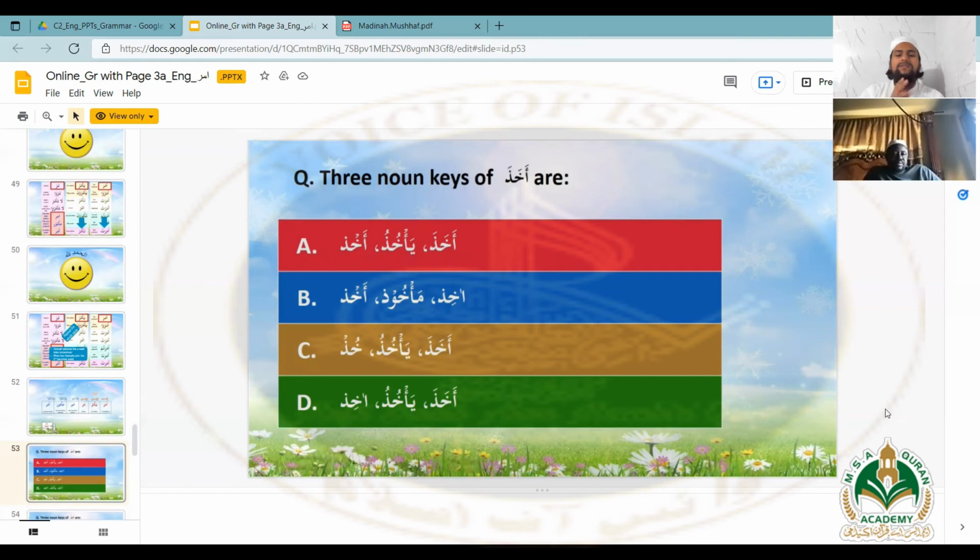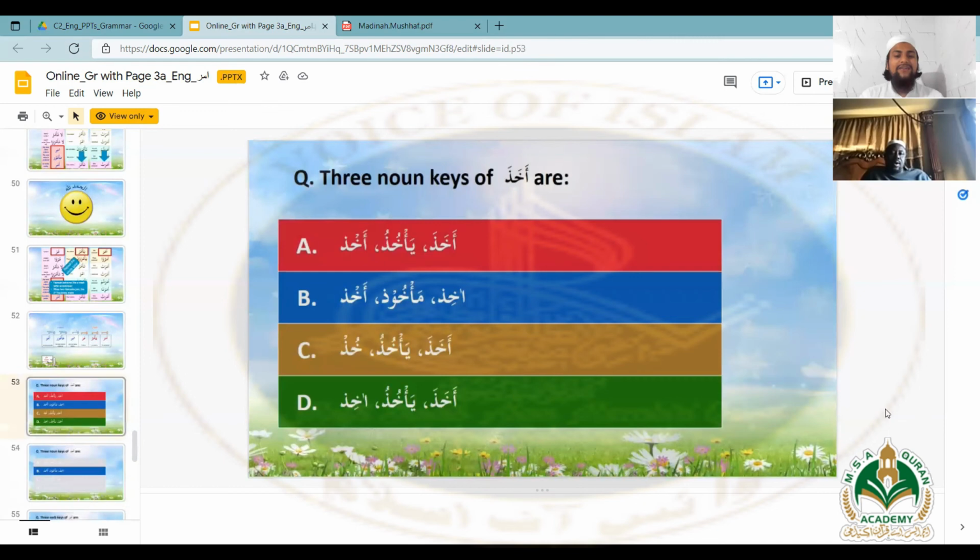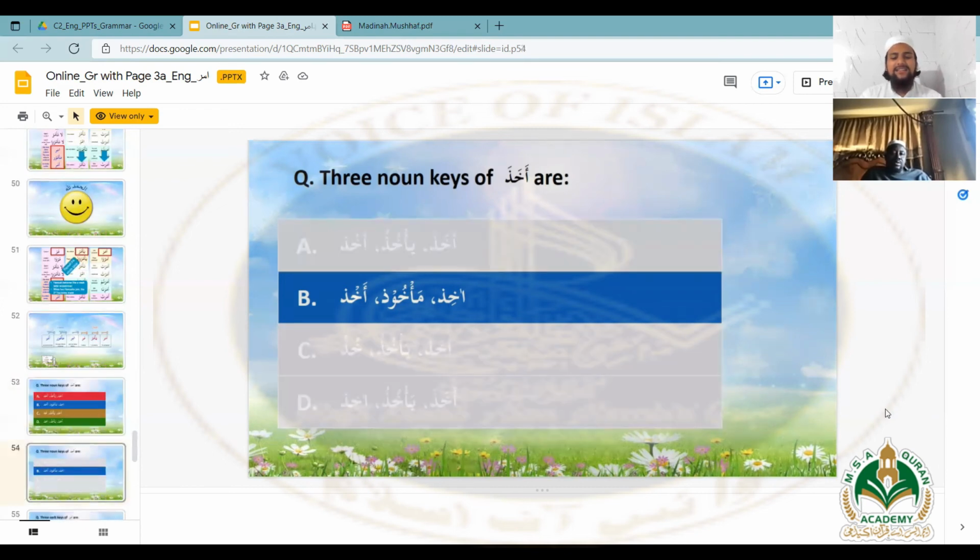Three noun keys of akhada. Everyone should be noun. So which one will you choose? Okay, akhju, ya'khudu, khudu. C. Perfect, mashallah. This is a verb. Oh, we are talking about nouns, not verbs. B is correct because we are talking about nouns.